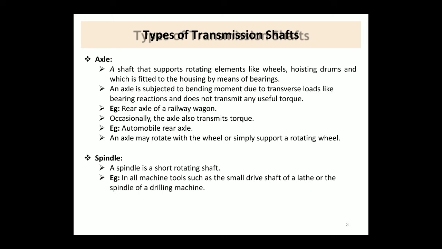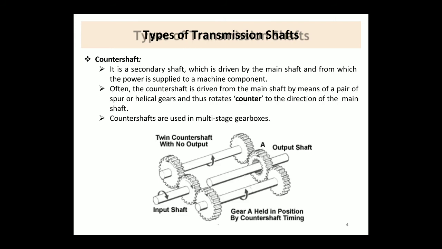Now we will move ahead with another type, that is counter shaft. A counter shaft is a secondary shaft which is driven by the main shaft and from which the power is supplied to machine components. As we can see from the figure, often the counter shaft is driven from the main shaft by means of a pair of spur or helical gears and thus rotates counter to the direction of the main shaft. Hence, it is named the counter shaft.